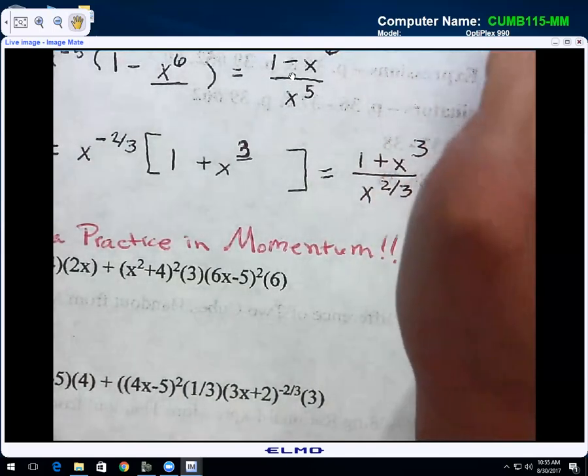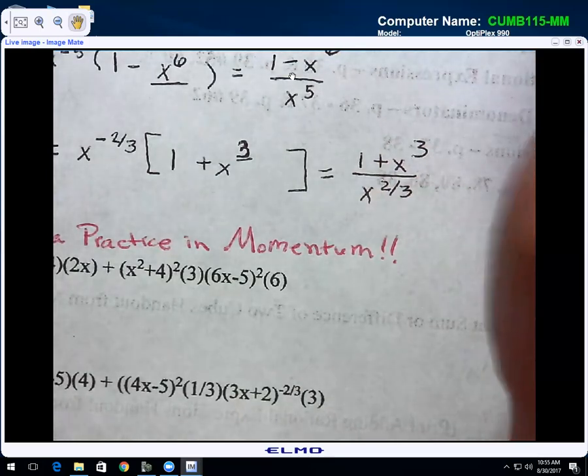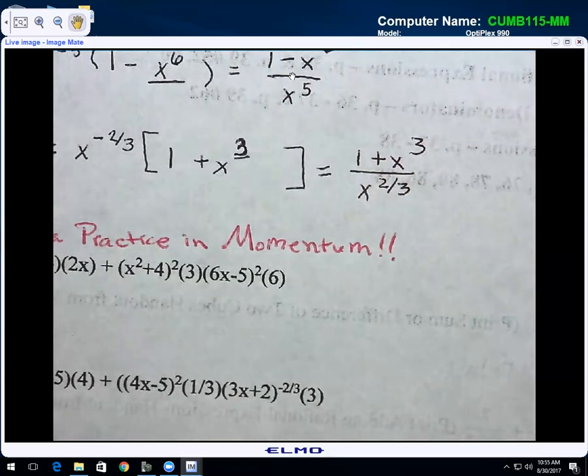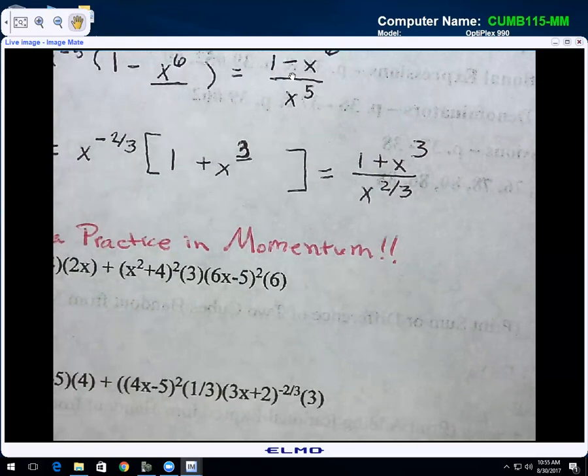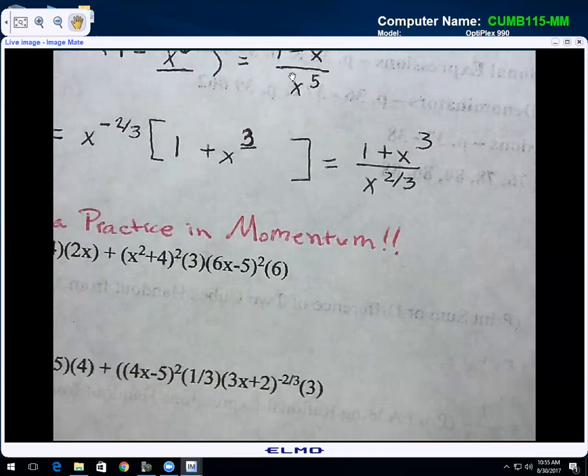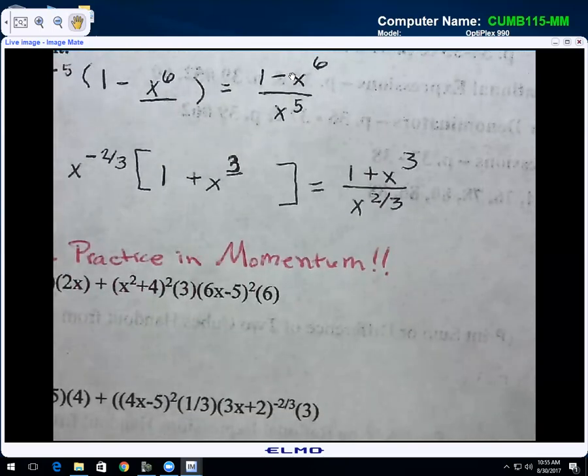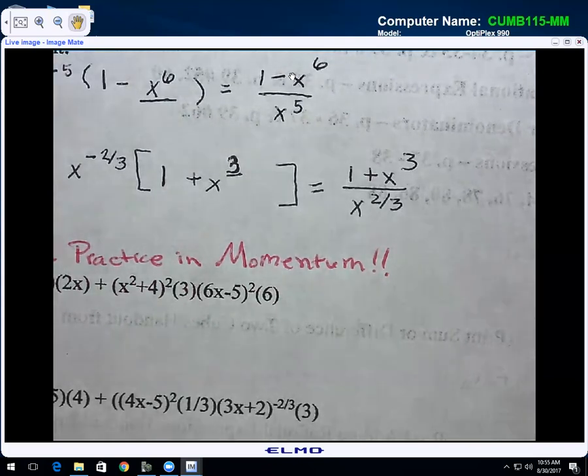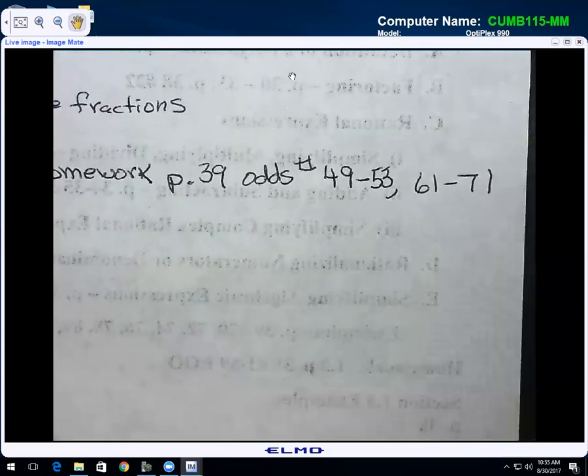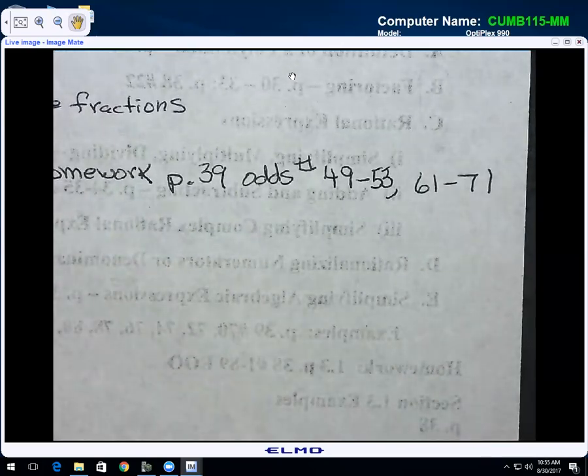The homework on page 39, you did through 47. I'm going to say 49, 51. I don't want you to worry about 53. It's number 49 to 53. And then 61 to 71. Just the odds of everything I've listed. Odds only, so you can check your answer in the back of the book.